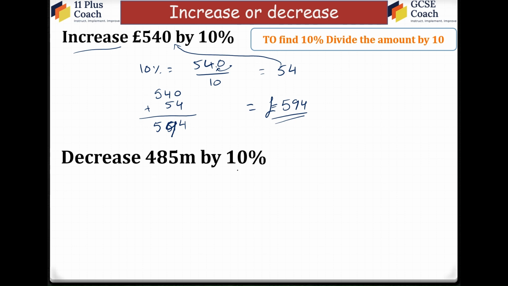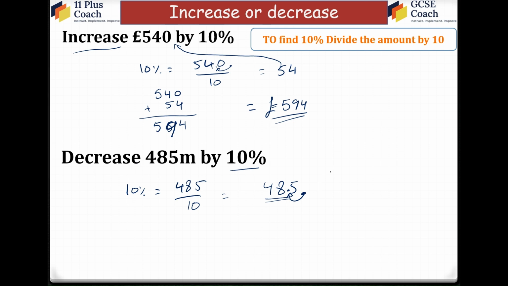Step number 1, find the actual 10%. So 10% will be 485 divided by 10. Now, the decimal point in 485 is at the end. So 485, I'm going to write it here. Here's a decimal point. I'm going to move it back one place because I'm dividing it by 10. So move it back one place, it becomes 48.5. So the 10% is 48.5. Now I need to decrease by that.